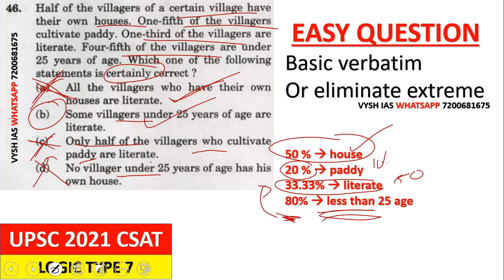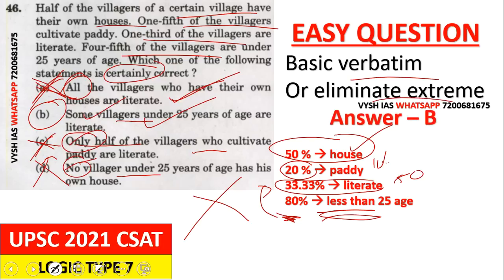And one easiest method, without even doing any of this, is to do drastic elimination. Here, all, eliminate. Here, only, eliminate. Here, no, eliminate. The drastic words eliminate, and "some" is the only one which you can tell with surety. So the answer is B. This is just English verbatim, where you are reading and understanding whether what they told is correct or not.